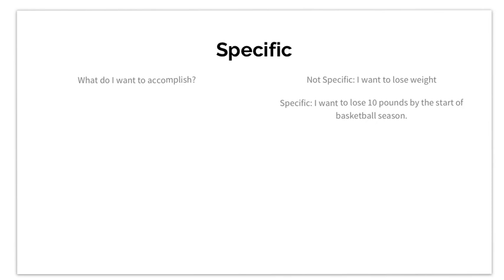Here I've clearly used an example of being non-specific. I want to lose weight. Okay, that's great, but it's not stating how you plan on losing that weight, why it's important to you, and it's also not giving you a clear and measurable goal.